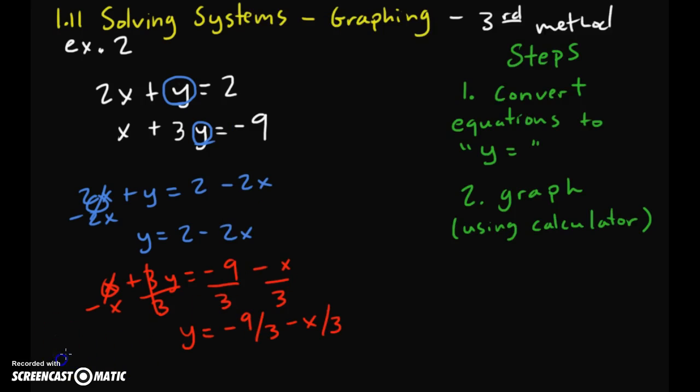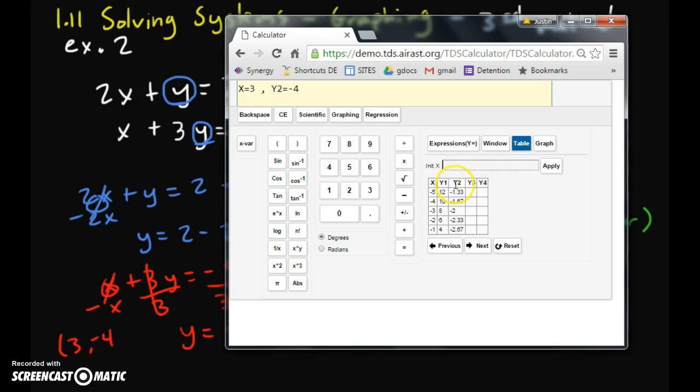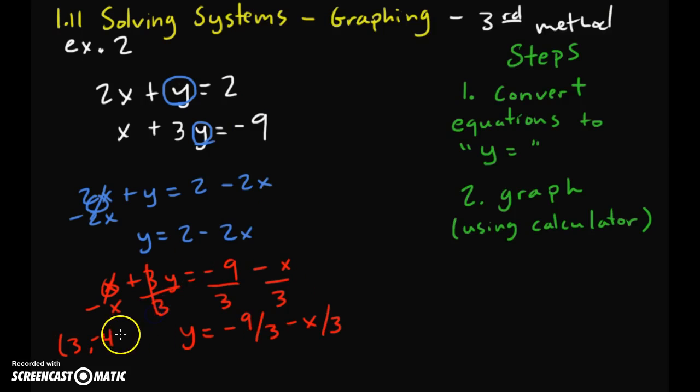So I'm going to go ahead and write that here: 3, -4. But I'm going to make sure to verify that in the table. So I'm going to hit the table. When x is 3, are both of the y values -4? When x is 3, both y values are -4, so that is in fact the point of intersection. So our answer here is 3, -4.